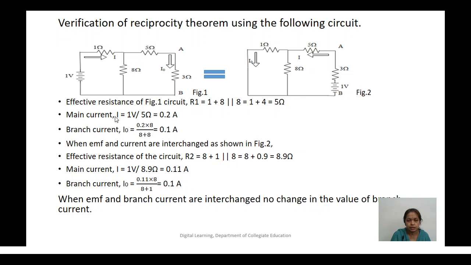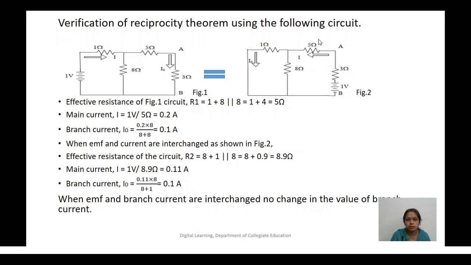So the main current I is the battery voltage, 1 volt, divided by the effective resistance, 5 ohms, which is 0.2 amps. Now we'll find the branch current I naught. To find it we use the branch current formula: main current into the resistance of the other branch divided by the sum of the resistances. There are two branches, 8 ohms and 5 plus 3, which is also 8 ohms. Both have the same resistance. So I naught in the first circuit is 0.1 amps.